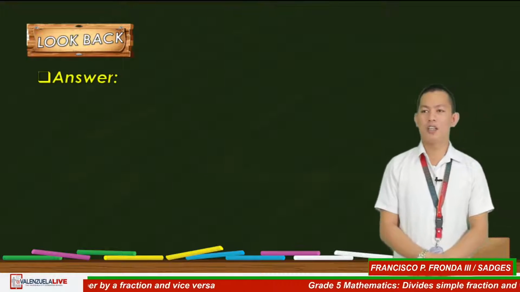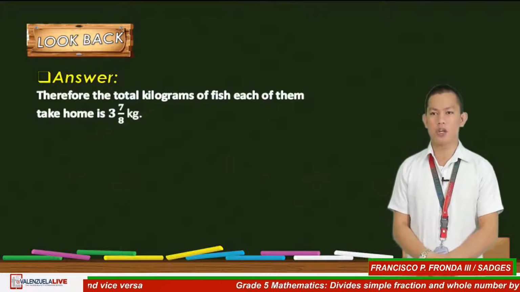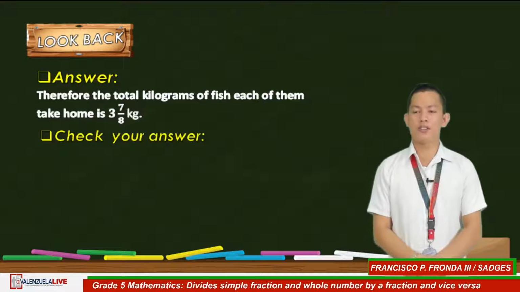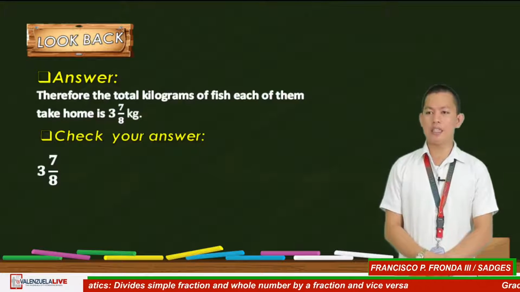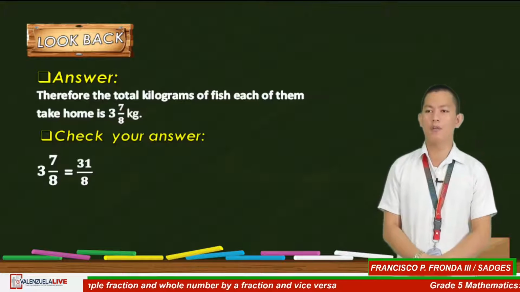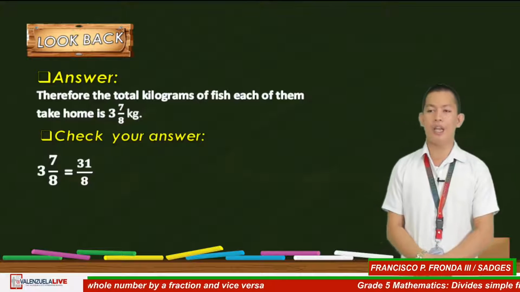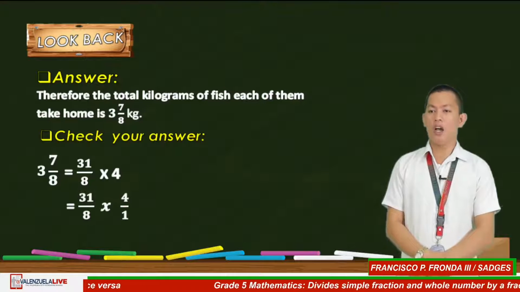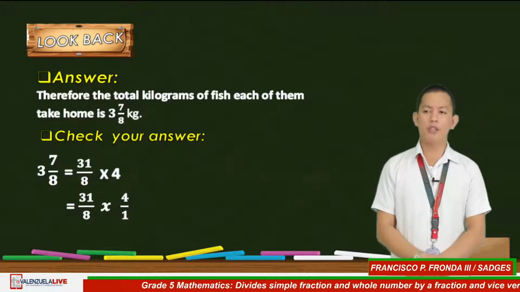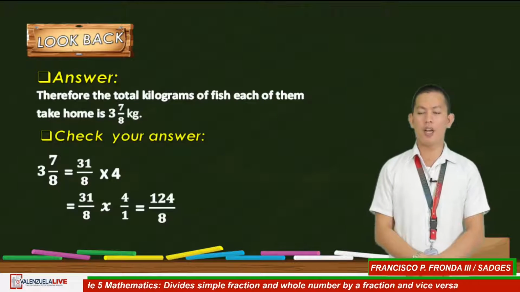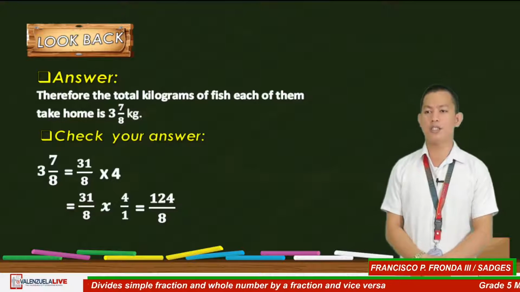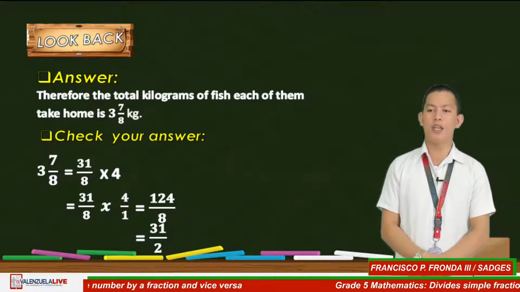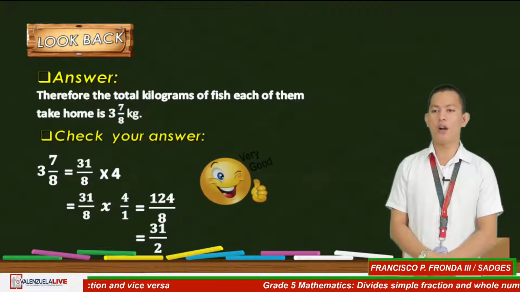So, look back. Our answer is, therefore, the total kilograms of fish each of them takes home is 3.78 kilograms. Then, let's check our answer, grade 5 learners. Let's change 3.78 to its improper fraction form. The improper fraction of 3.78 is 31 over 8. Then, let's multiply this by our divisor. Let's change 4 first to its fractional form. Then, multiply 31 times 4, the answer is 124. Then, 8 times 1, the answer is 8. Then, let's reduce this to lowest term. The answer will be 31.5. Therefore, our answer is correct.